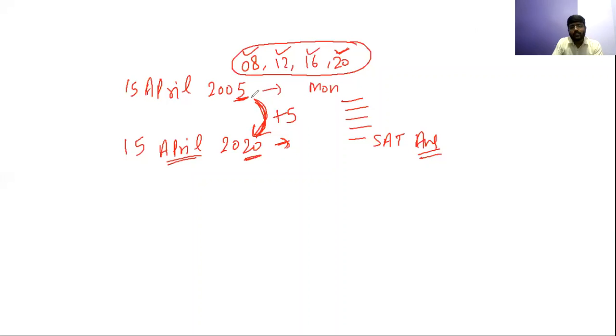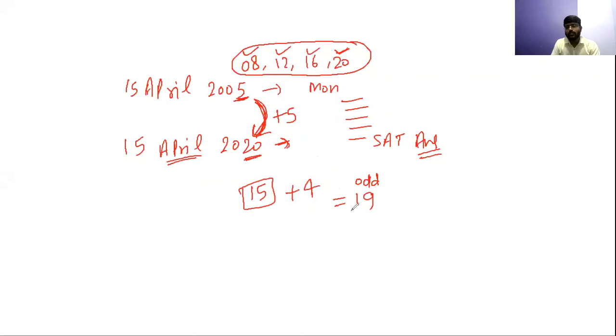Like again, if I see the difference from 5 to 20, we have a 15-year difference, isn't it? And how many leap years are there? There are 4 leap years. You just add 4 to this 15, and your answer is 19 for odd days. So you directly get the odd days.